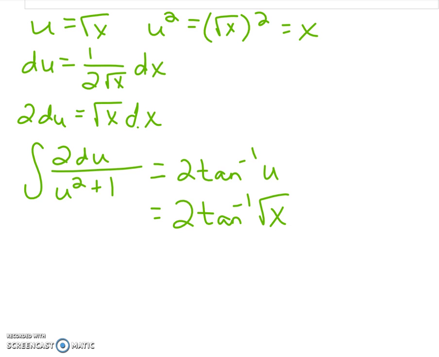Okay, so I started with figuring out my u substitution. I made u be the square root of x, which means that u squared would be equal to x. du would be 1 over 2 square root of x dx, or 2 du is equal to dx over the square root of x. So u substitution on my original integral would give me 2 du over u squared plus 1, which integrates back to 2 inverse tangent of u, or 2 inverse tangent of the square root of x.